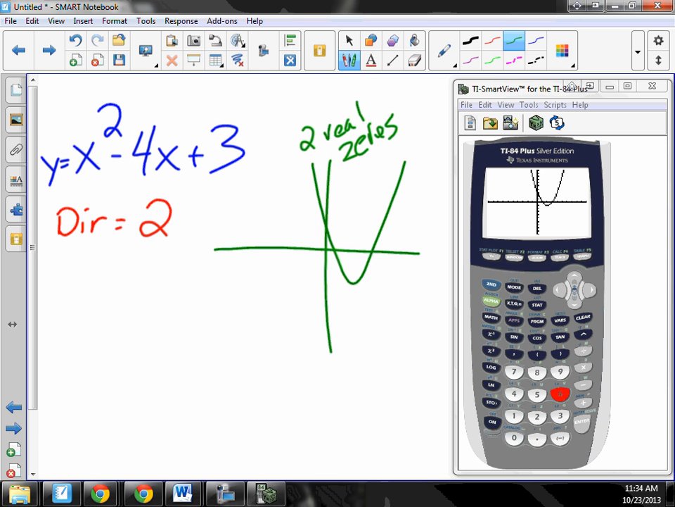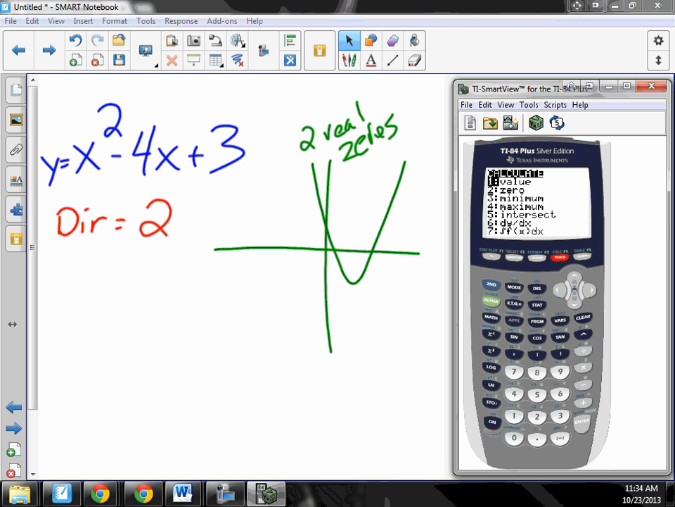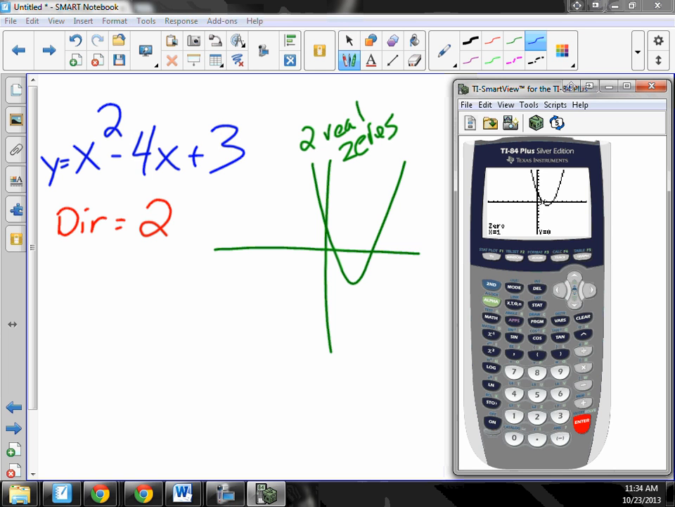Approximate each zero to the nearest tenth. So this is what we did a couple days ago. Second calc. We go down to number 2. And we do left bound, 0, right bound, 2. My guess will be 1. And the zero is in fact 1. So there are 2 answers. One of them is 1.